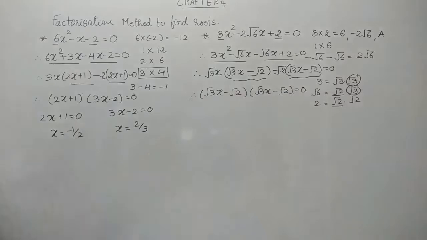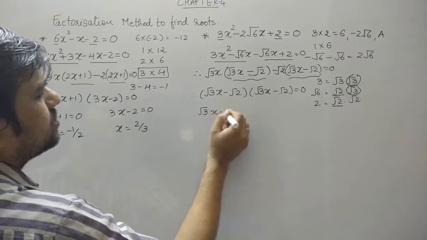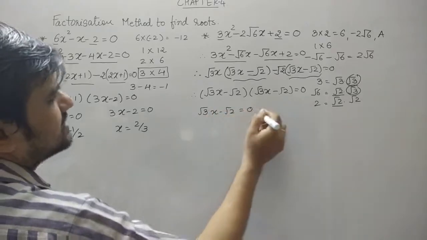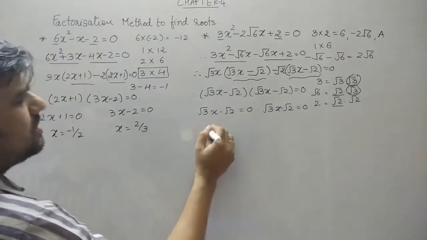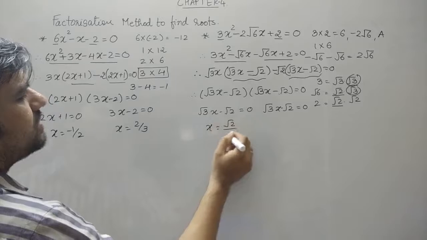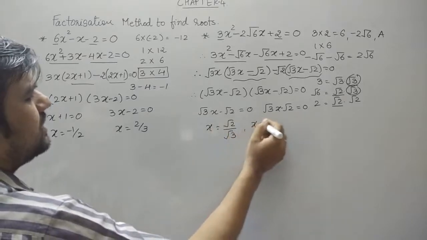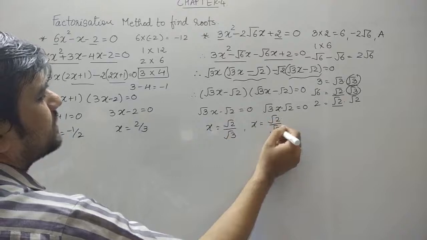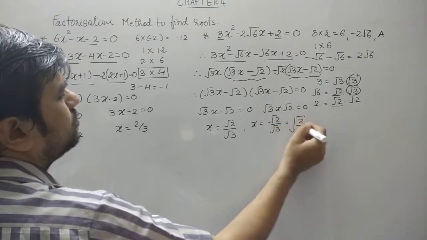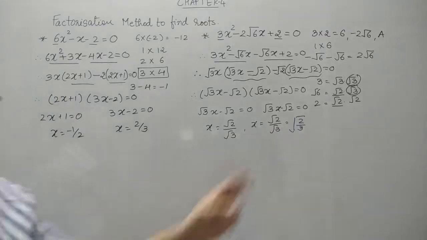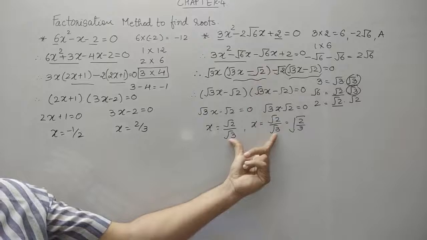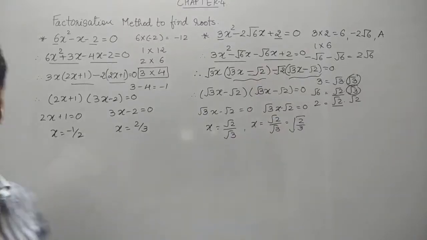If you observe, both are the same, so this must be a perfect square trinomial. So root 3x minus root 2 is equals to 0. The second would be the same: root 3x minus root 2 is 0. So we obtain x is equals to root 2 by root 3. This is again the same value, x is equals to root 2 by root 3. This can also be written as root 2 upon root 3. As you can see, it's a perfect square trinomial. So the roots which we obtain are both equal, or we can say that the roots are identical.